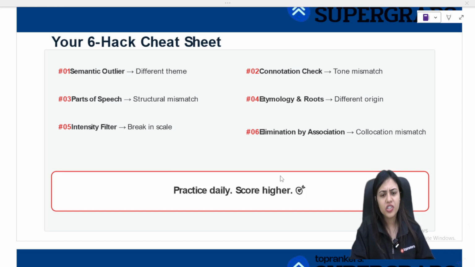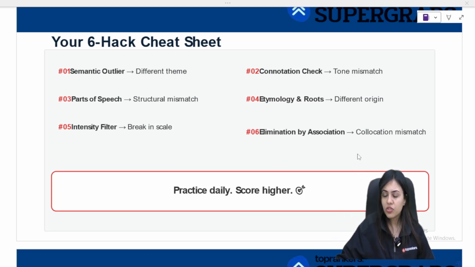Then we have connotation check, whether there's a tone mismatch. The writer was speaking about something in an angry way and suddenly you see a very mellowed down version of the same subject. That can obviously be your answer, and that is the odd man out. Etymology and roots, again different origin. You need to see which four of them can be clubbed together as a group. Elimination by association, which is a collocation mismatch, which means how many of these sentences can be associated with each other, and one of them that does not fit that association is your mismatch, right?